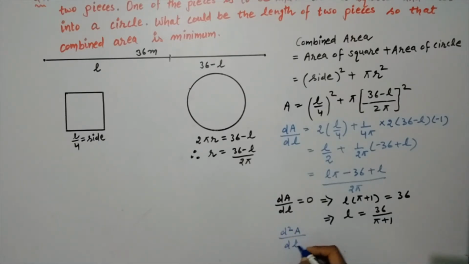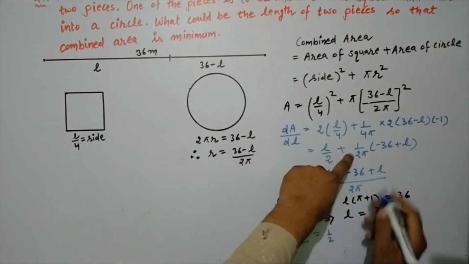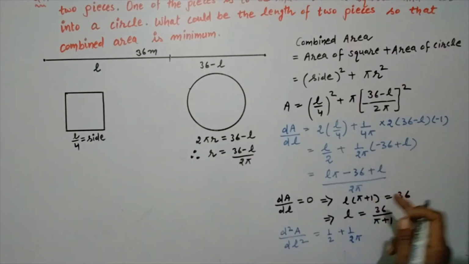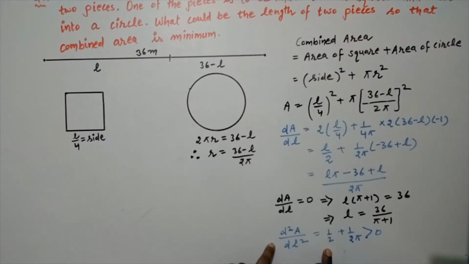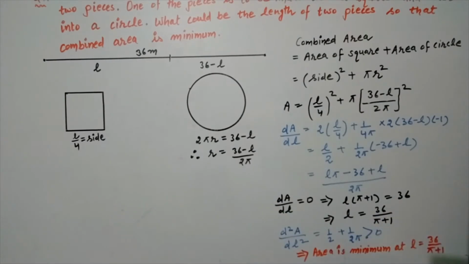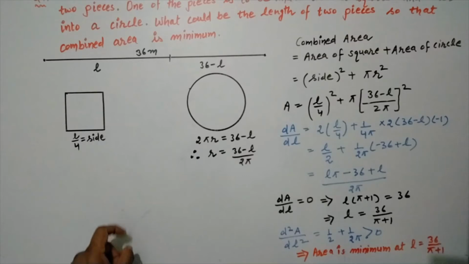Also if we find the second order derivative, that is d square A by dL square, that is equal to L by 2 derivative is 1 upon 2, and here minus 36 plus L upon 2 pi, that is plus 1 upon 2 pi. So what is the conclusion? This is greater than 0. So second order derivative is greater than 0, it means area is minimum at L is equal to 36 upon pi plus 1. So we write here area is minimum at L is equal to 36 upon pi plus 1.